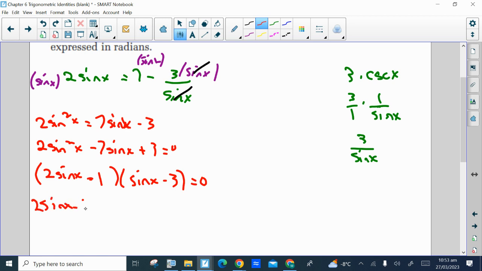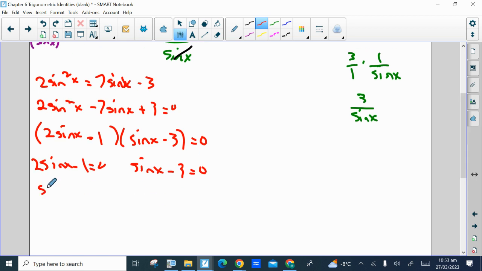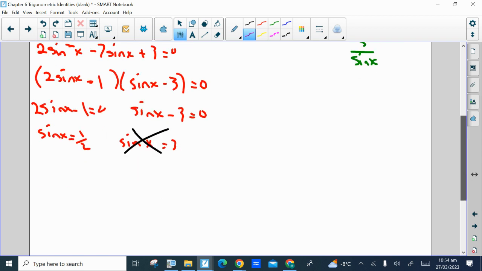Again, our solutions come when each factor equals 0. So that's where the sine of x equals 1/2 and +3. And there is no solution for that last one, right? Because you cannot have a sine of x equaling 3. It only goes up to 1 and down to -1. So our solutions only come where the sine of x equals 1/2.